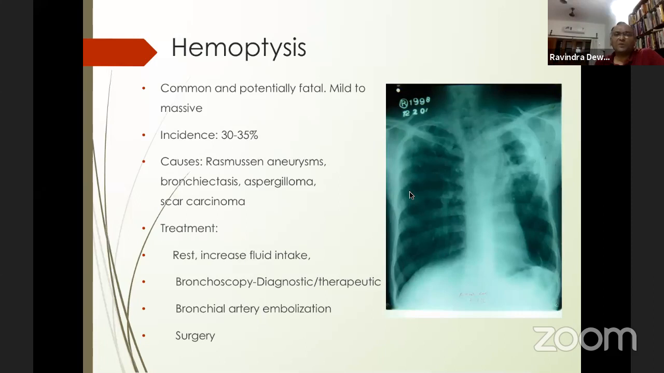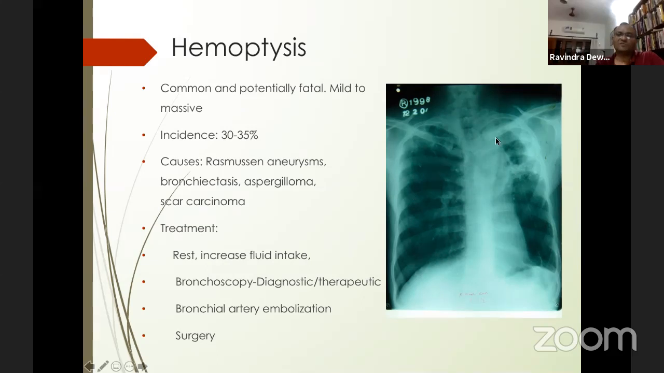Hemoptysis is common, and I think Dr. Khan had a lecture on hemoptysis and management of hemoptysis. Its incidence is 30 to 35%. Causes are Rasmussen aneurysm, bronchiectasis, aspergilloma, scar carcinoma. Treatment is first rest, with increased fluid intake, bronchoscopy, and bronchial artery embolization. Especially if there's a massive hemoptysis, then bronchial artery embolization is the best intervention, which temporarily controls the situation and makes the patient suitable for surgery later on.